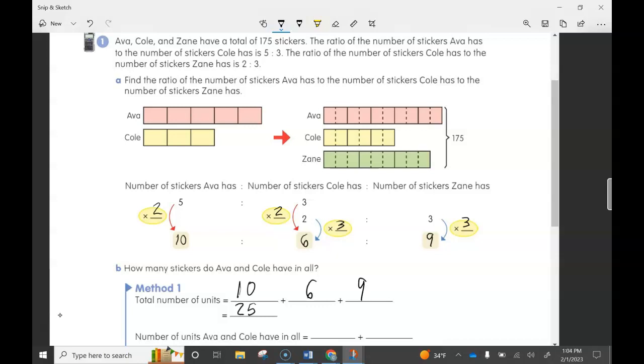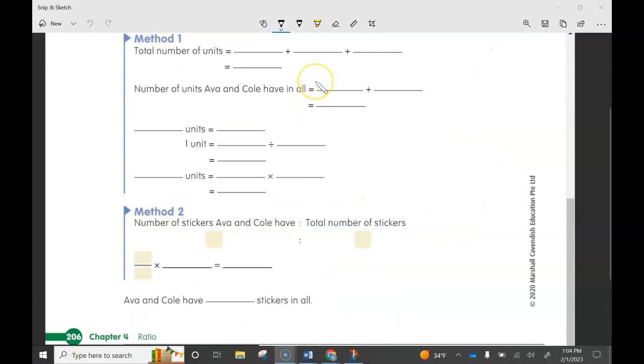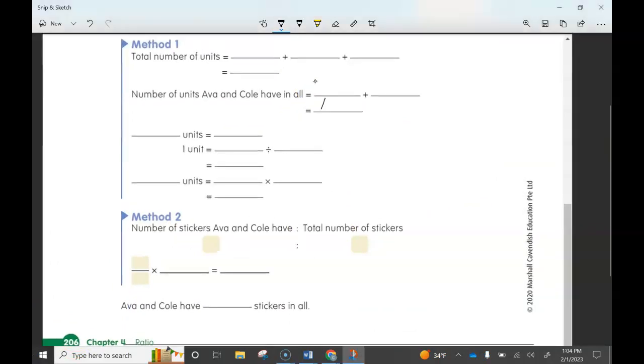So the total number of units that Ava and Cole have in all, we can see Ava is right here, 10, Cole 6, for a total of 16 that you can write right underneath there. So we have 16 here.